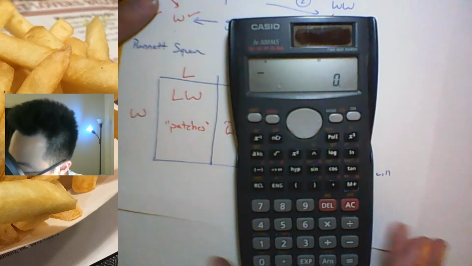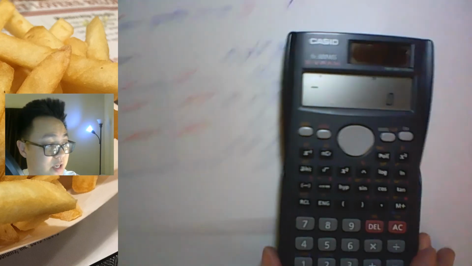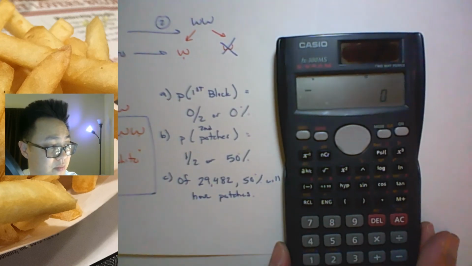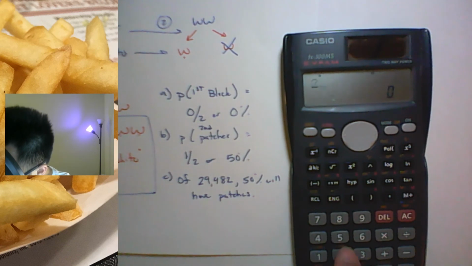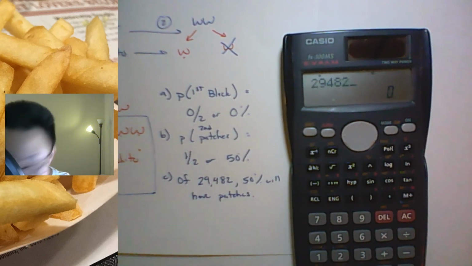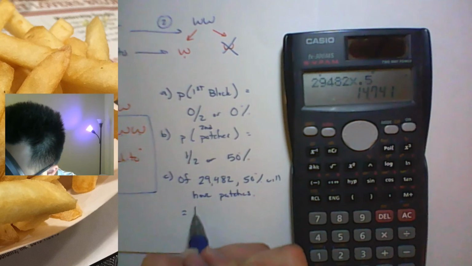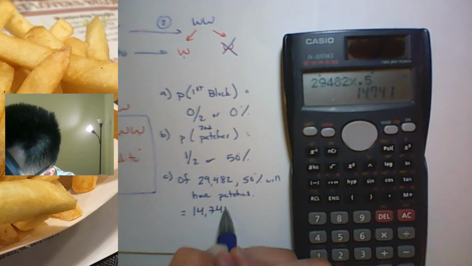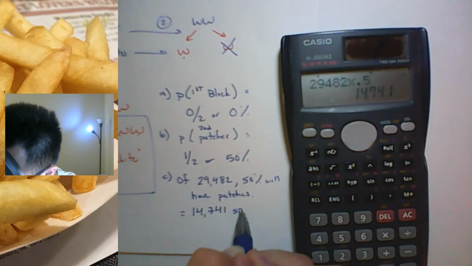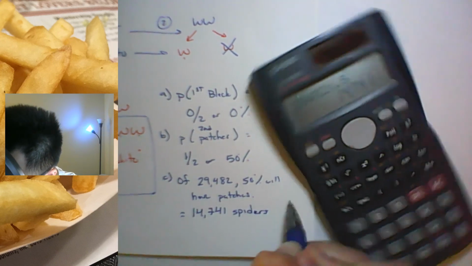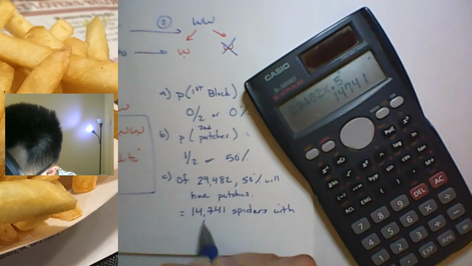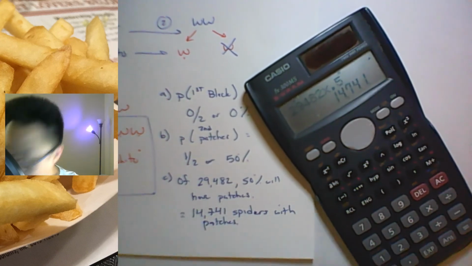Here's my calculator. So we have 29,482. We're going to multiply that by 0.5 for 50%. And that gives me 14,741 spiders with patches of black and white.